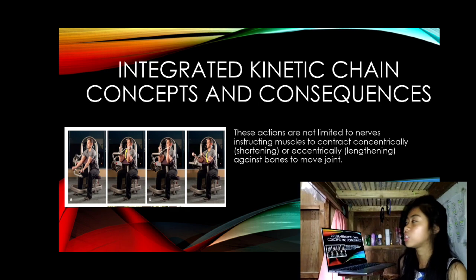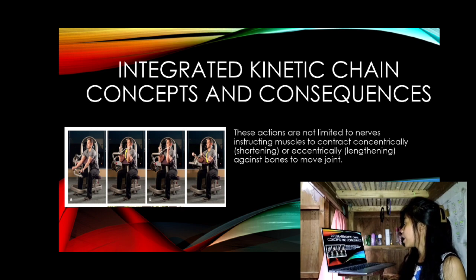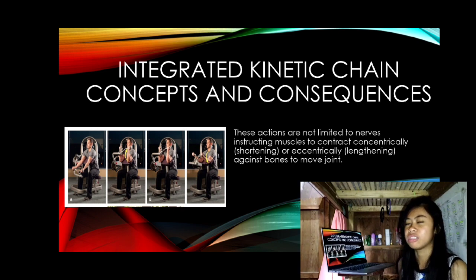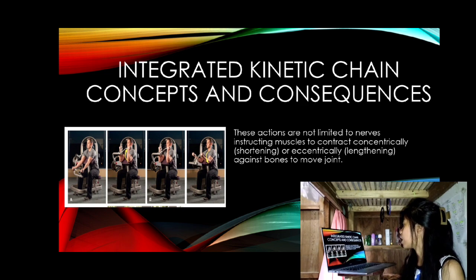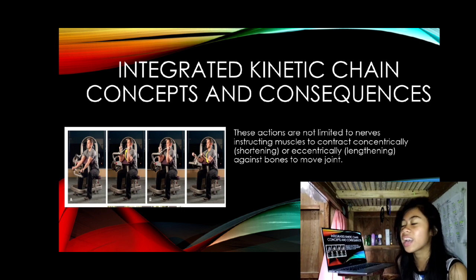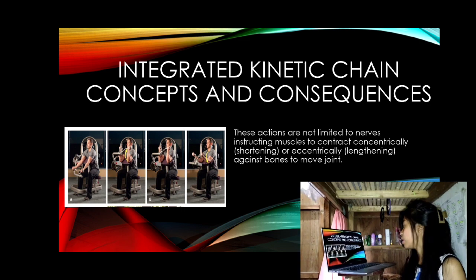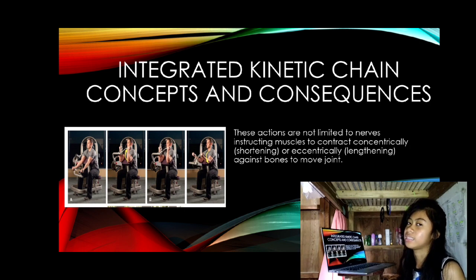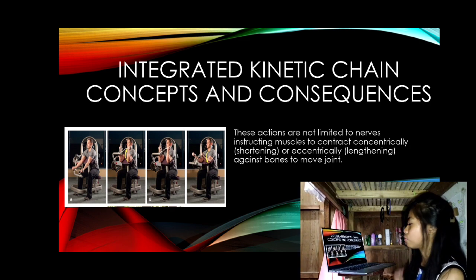Integrated kinetic chain consequences. These actions are not limited to nerves instructing muscles to contract concentrically, the shortening, and eccentrically, the lengthening, against bones to move a joint. So picture A shows the muscles contracting in shortening, and picture B shows the muscles contracting eccentrically, or lengthening, against bones to move the joints.